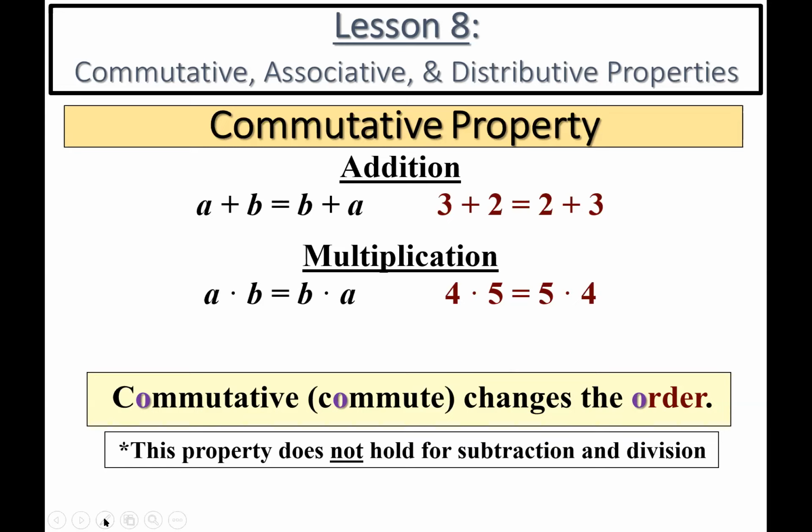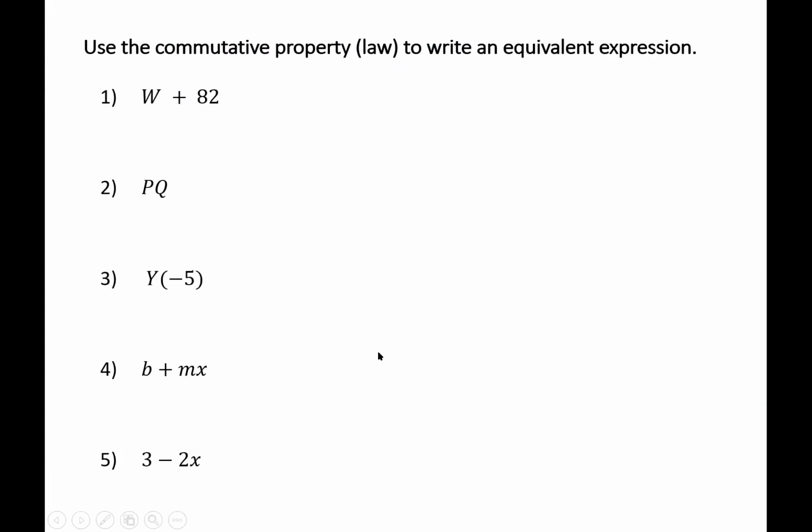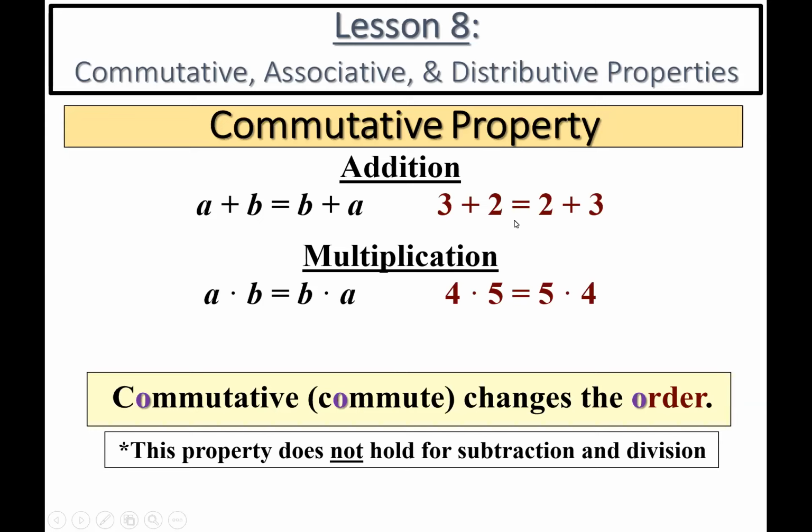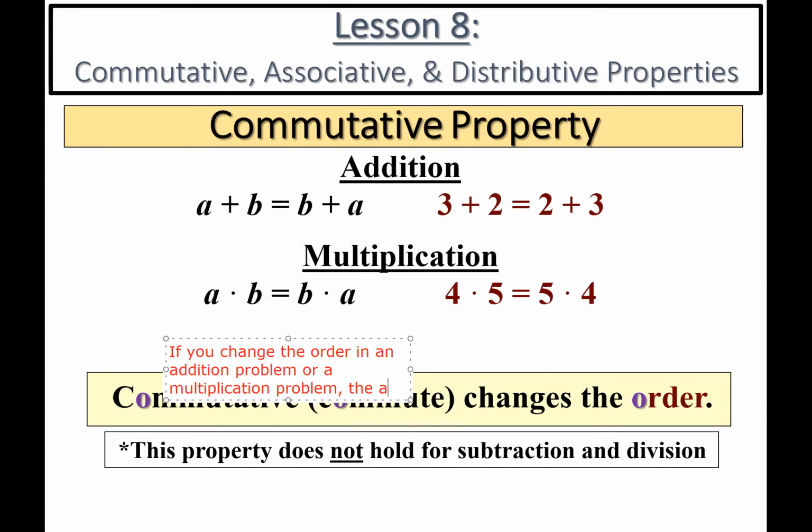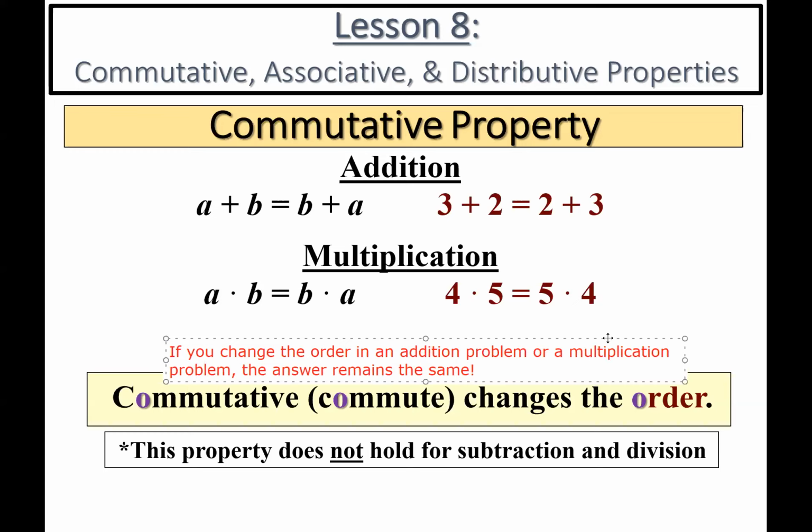All right, I said I was going to write out one additional note here. Okay, so a couple different ways of wording what's going on here. Commutative property, A plus B equals B plus A. And then for multiplication, A times B is equal to B times A. So again, just to repeat myself, commutative or commute changes the order. Another way to say that is if you change the order in an addition problem or a multiplication problem, the answer remains the same. That's just my own words restating what this property is really saying.